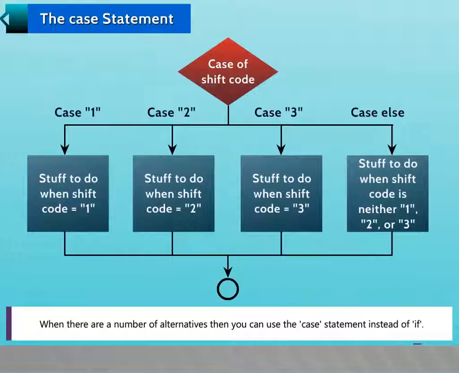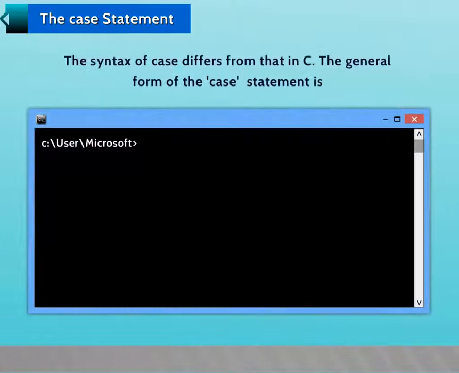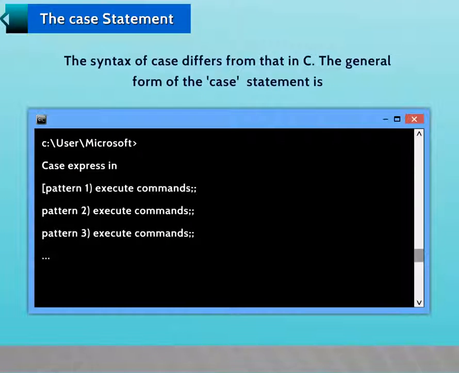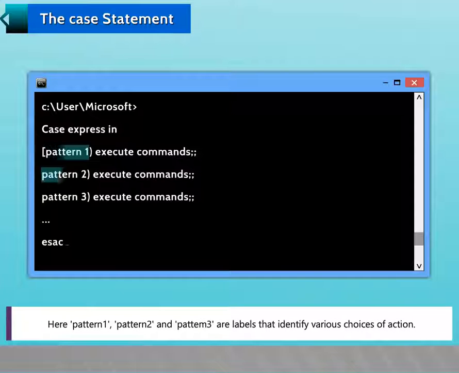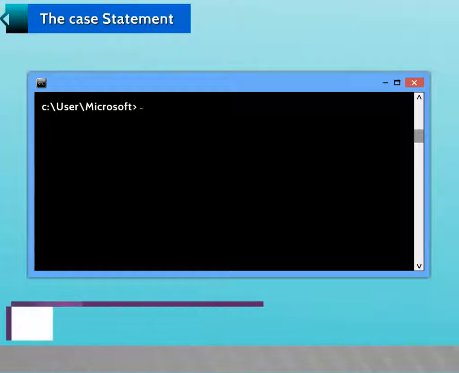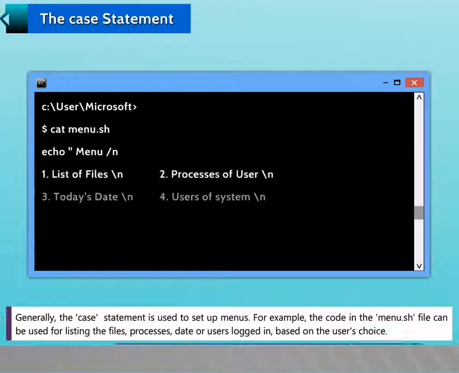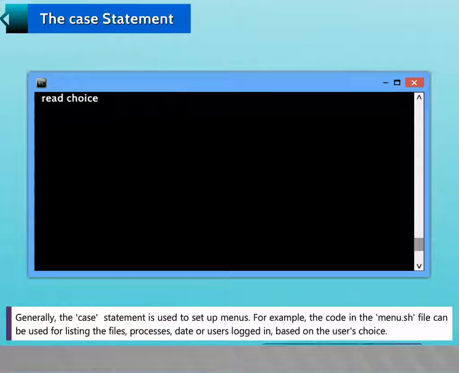The case statement. When there are a number of alternatives, then you can use the case statement instead of if. The syntax of case differs from that in C. The general form of the case statement is: here, pattern 1, pattern 2, and pattern 3 are labels that identify various choices of action. Generally, the case statement is used to set up menus.